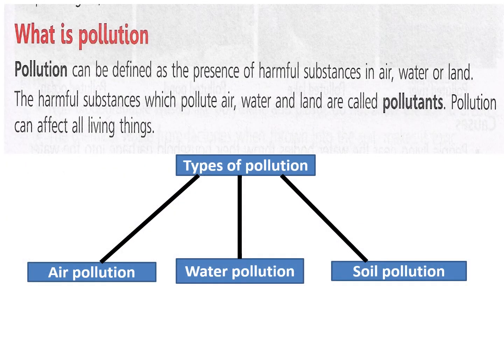Now let us see how many types of pollution are there and what is pollution. Pollution can be defined as the presence of harmful substances in air, water, or land. So there are three types of pollution: air pollution, water pollution, and soil pollution. And whenever some harmful substance mixes in these things, then the pollution is caused. The harmful substances which pollute air, water, and land are called pollutants. Pollution can affect all living things.